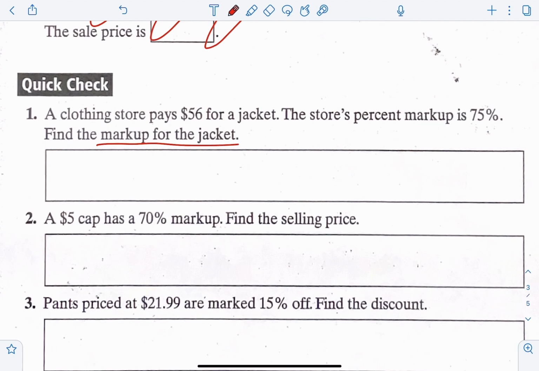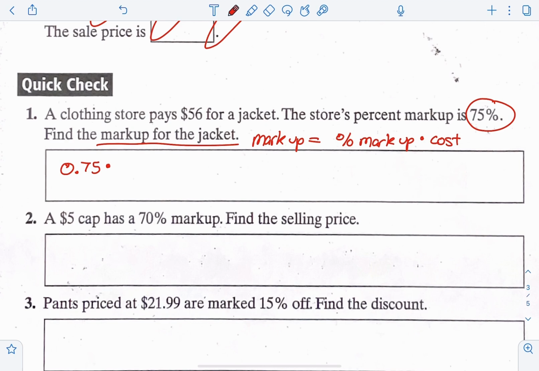Okay, so remembering that markup equals the percent markup times the cost. Let's solve this. So what you should have done to show your work, you should have had 0.75 because you turned 75% into a decimal, times 56. When you do that math, you should get 42.